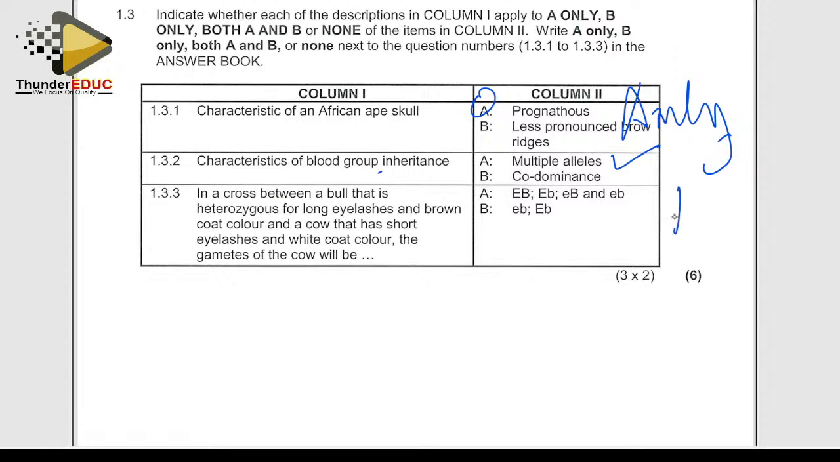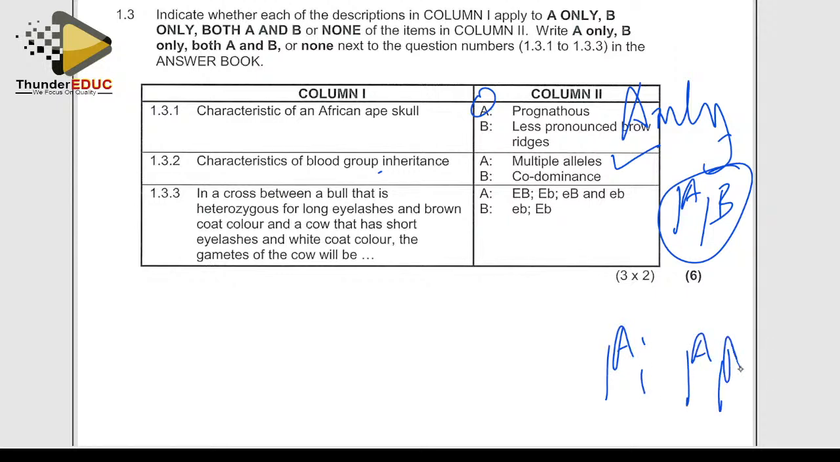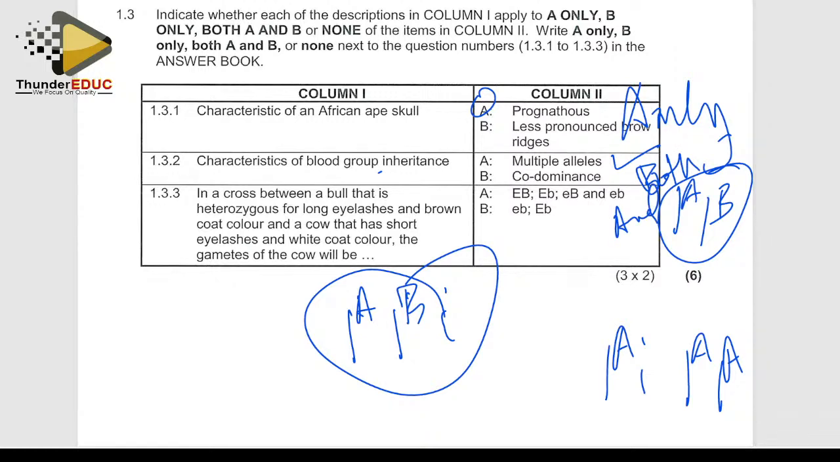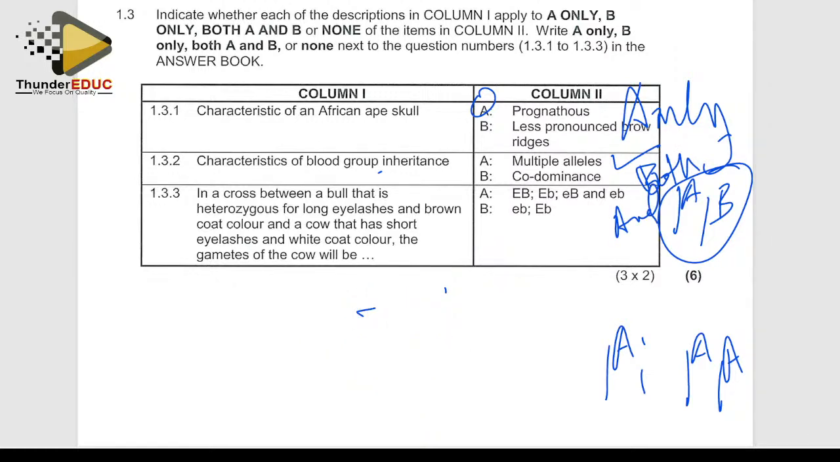Why? Because blood group AB is codominance. However, blood group A as A is not codominant. It is complete dominant. You see? So it is codominant, but is caused by multiple alleles because there are three alleles which control blood groups. So both A and B becomes the most correct answer in that regard.